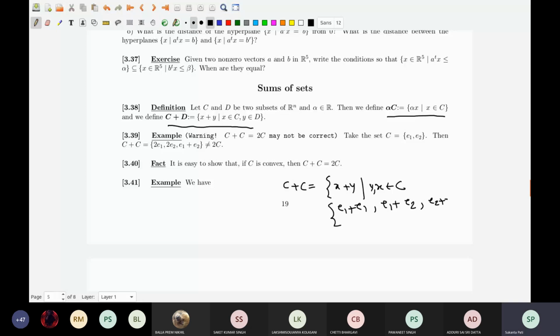Whereas, had I taken 2C according to this definition, 2C would have been 2E1 and 2E2. Okay, so this is not equal to this. However, this one is more interesting. It says, look, the C that I considered here was not convex. If you have C convex, then C plus C equals 2C. That can be shown, and it is easy also.